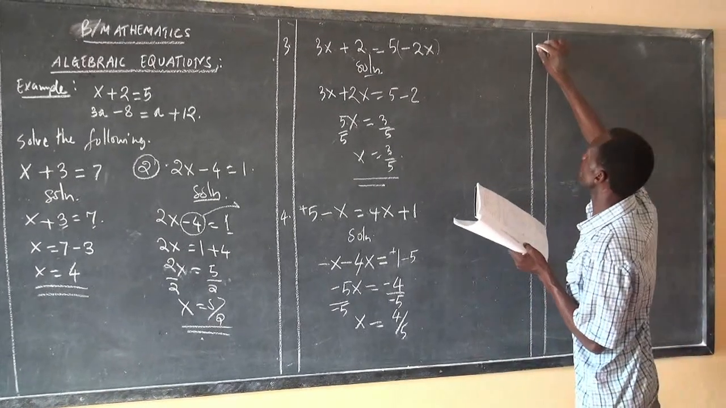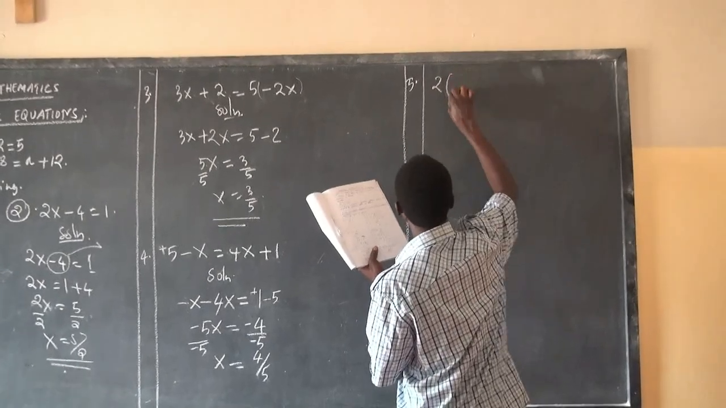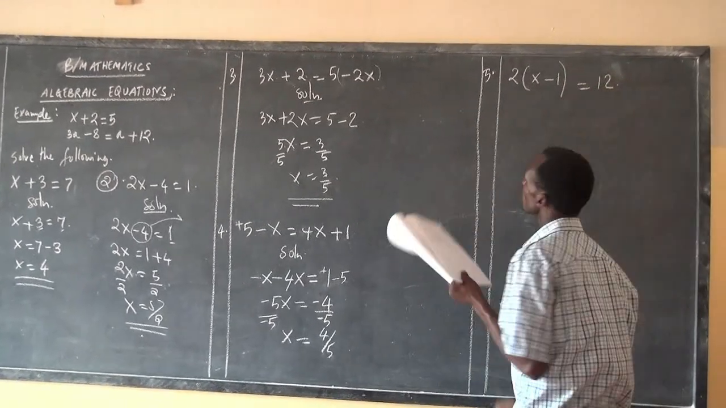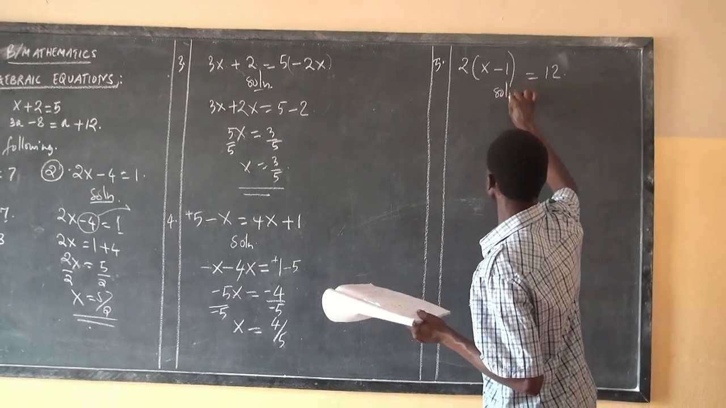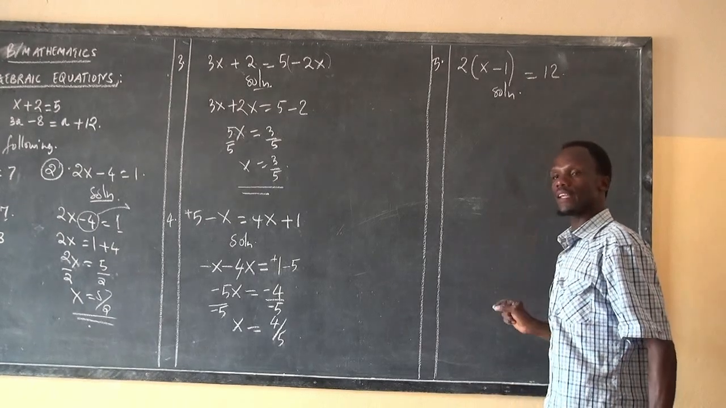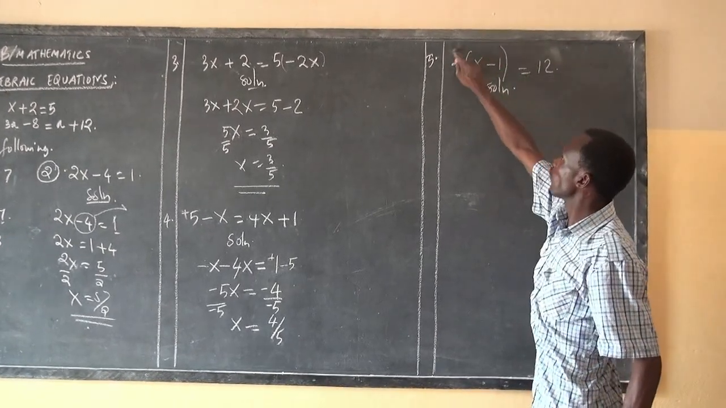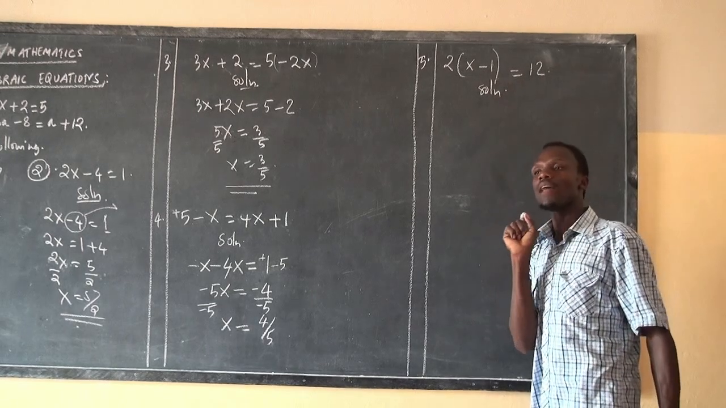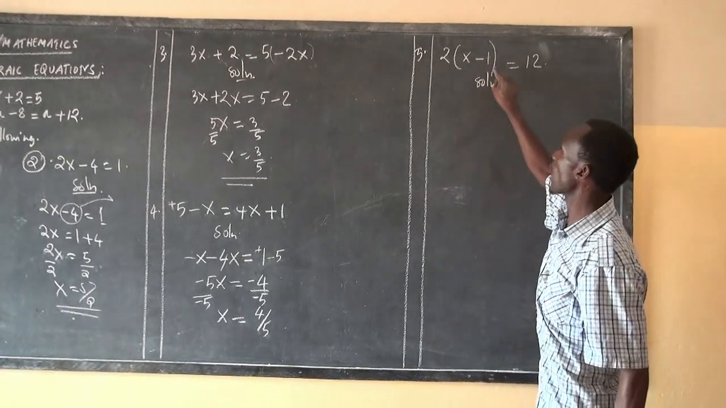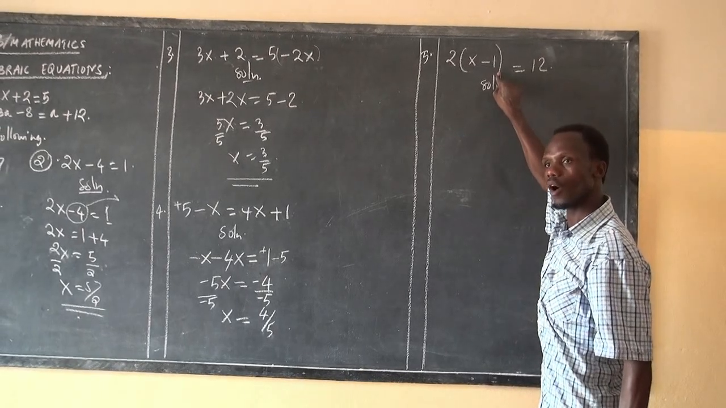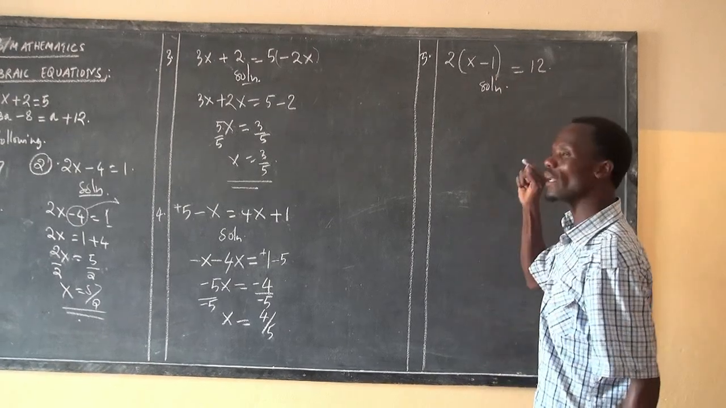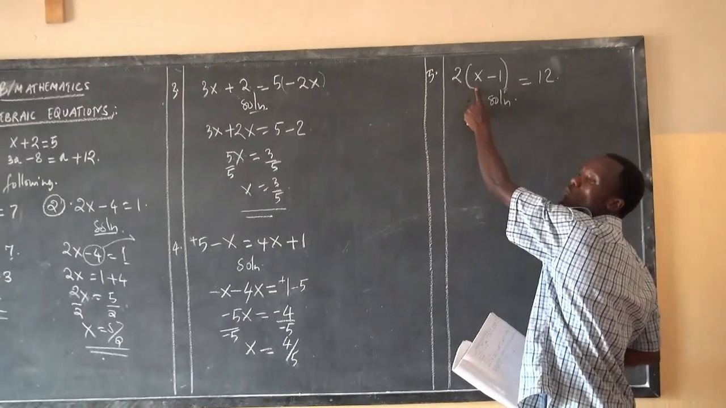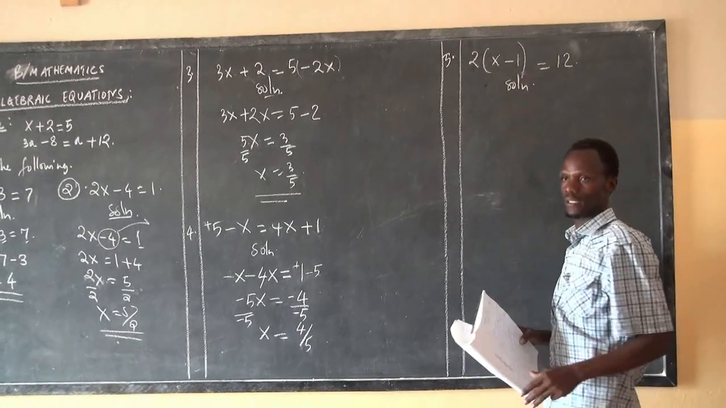Example number 5. We have 2, then in bracket x minus 1 is equal to 12. So for x, a solution. Before you do anything, if you find such kind of question involving the bracket, the most important thing that you have to start with is opening the bracket. Now, opening the bracket means what? The number outside the bracket must be multiplied to both terms which are found in the bracket.